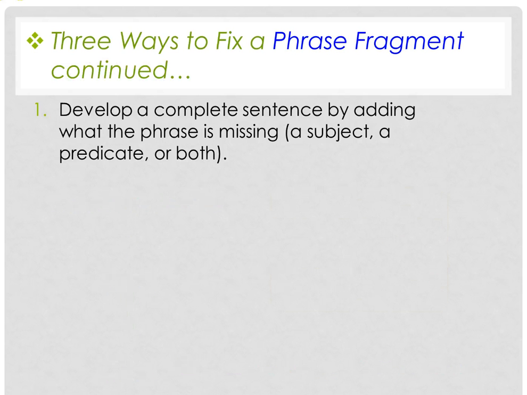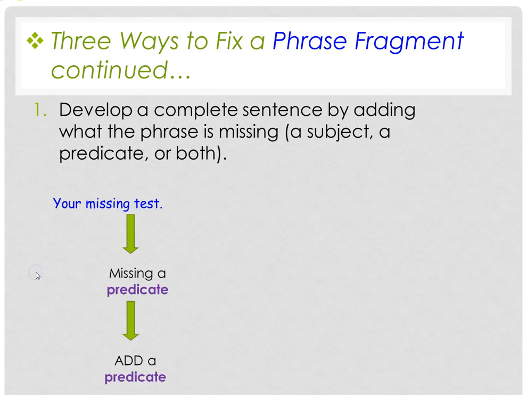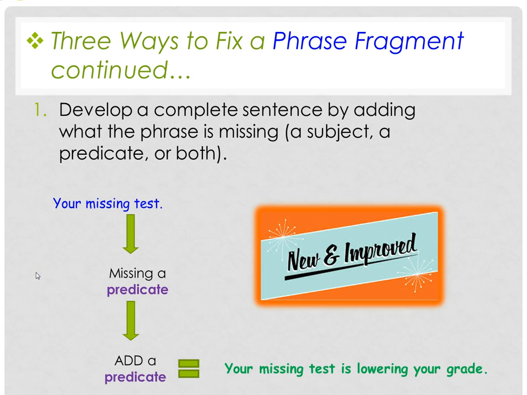We're still on the same method, but let's look at a different type of phrase fragment. So we said previously this fragment was missing a predicate. So we add a predicate and voila. What about the missing test? Your missing test is lowering your grade. So now I've completed the thought by adding the predicate.